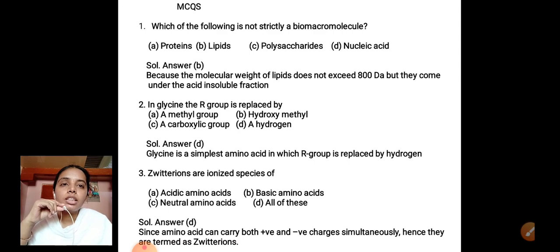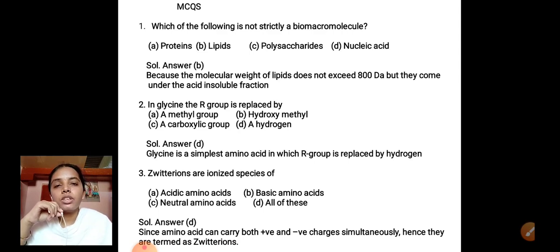In glycine, the R group is replaced by what? Glycine is an amino acid. The R group in an amino acid can be a methyl group, hydroxyl methyl, carboxylic group, and option D, hydrogen. Glycine is the simplest amino acid, with its R group replaced by hydrogen. So the correct option for this question is D. In glycine, the R group is replaced by hydrogen.